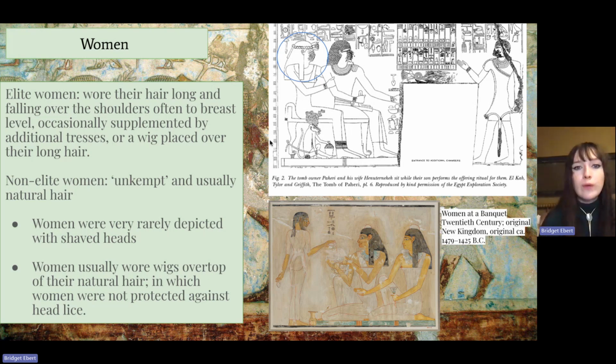Women were very rarely depicted with shaved heads, and women usually wore wigs over top of their natural hair, in which case women were not protected against head lice since they still had their natural hair underneath. So here I have a little bit of examples. Up at the top here is a woman in her wig, and then we have some other examples here. A woman at a banquet, original New Kingdom, 1479 to 1425 BC.